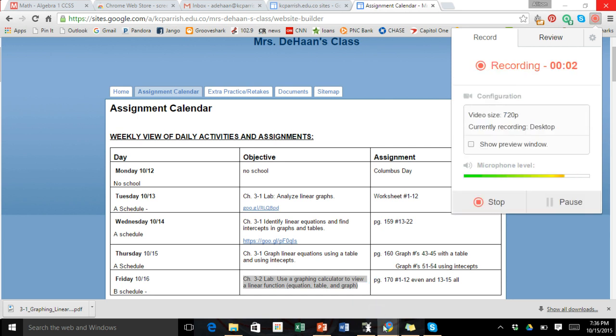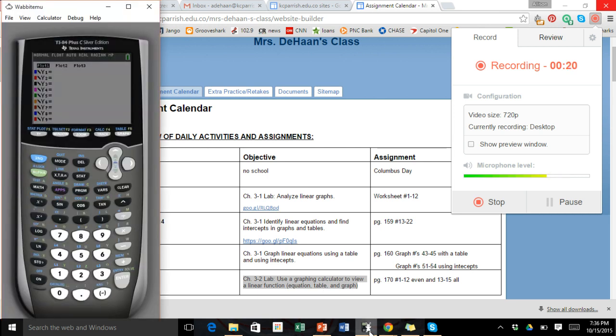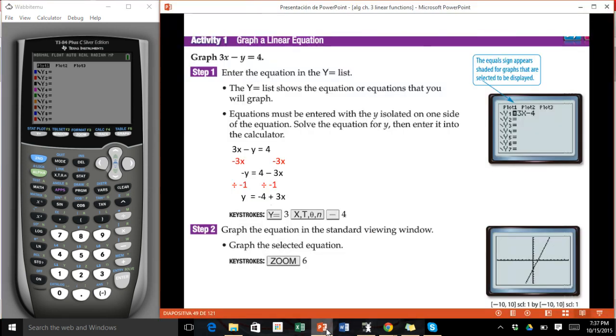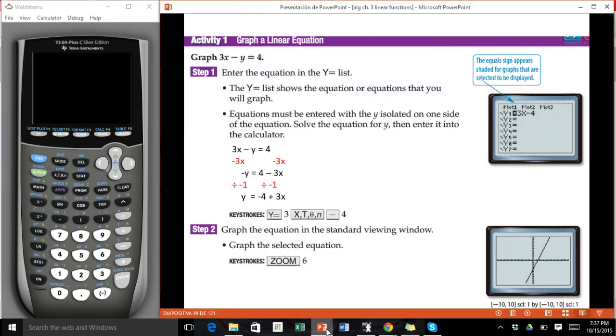All right, boys and girls, today we're going to be using a graphing calculator to view a linear function, meaning being able to see the equation, the table, and the graph. Right now you're able to see my computer screen, and I'm going to walk you through the steps on your graphing calculator while showing you the PowerPoint that you would normally see while I go over it live.